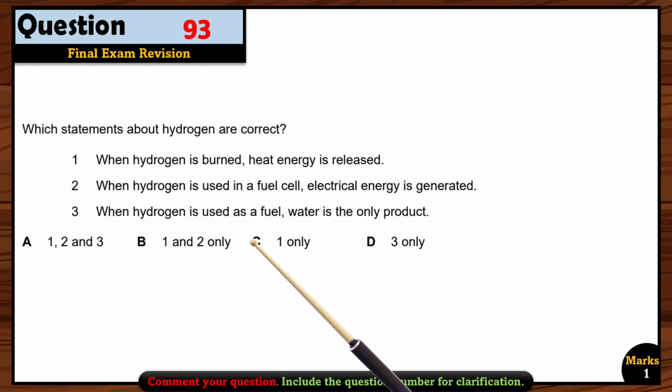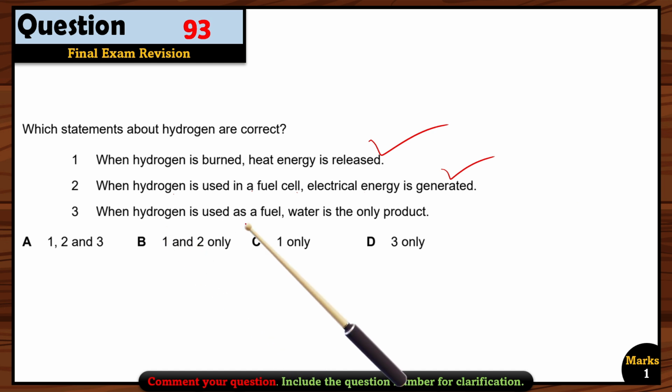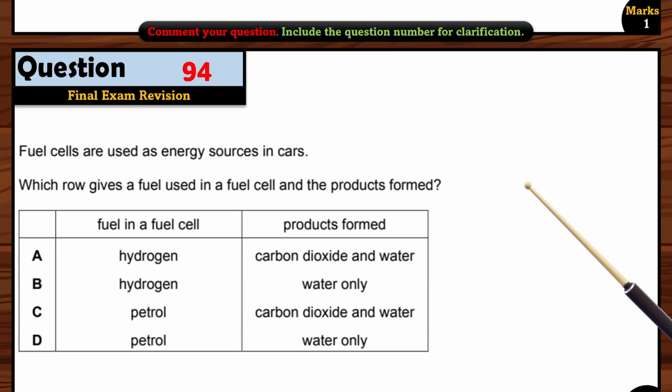Question 93. Which statements about hydrogen are correct? Now, let's see. When hydrogen is burned, heat energy is released. Of course, when you are burning hydrogen, heat energy will be produced. When hydrogen is used in a fuel cell, electrical energy is generated. Yes, that's also right. Electrical energy is generated when we are using it in the fuel cell. When hydrogen is used as a fuel, water is the only product. Yes, that's also right. So option A is the right option.